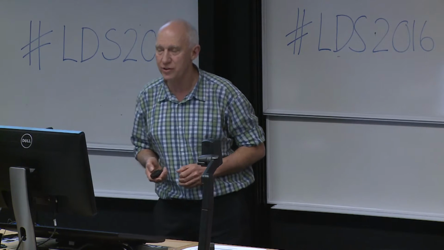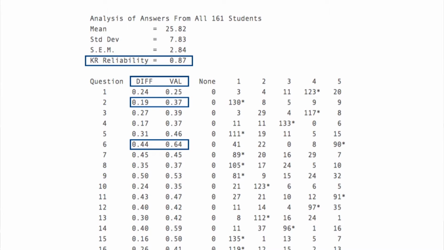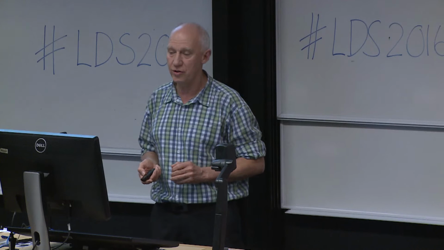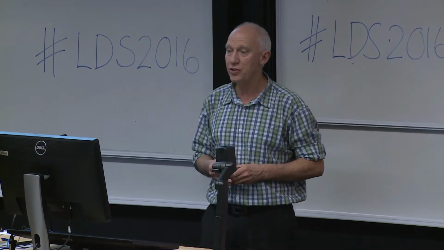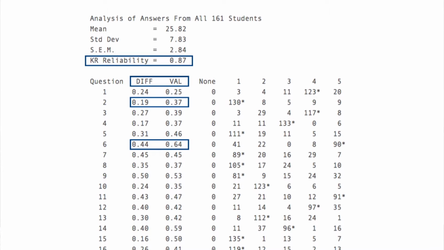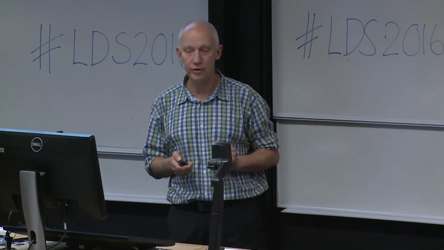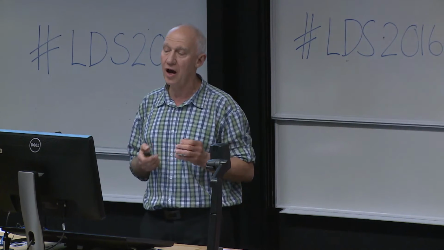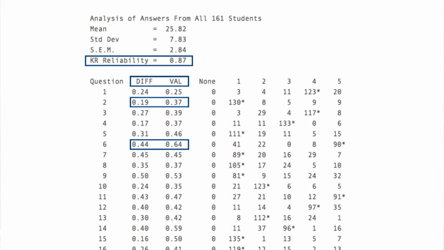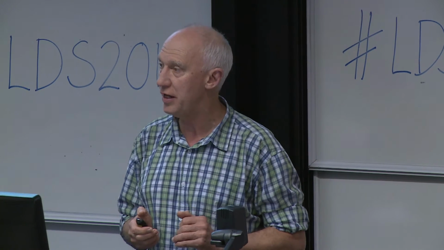So you've got a Kuder-Richardson reliability measure for the test itself, but you've also got difficulty and validity measures for each question. And just to show you a couple, you can see this question 2 was not very difficult. It's got a low score there, but it's nevertheless valid at discriminating between the good and the bad students. Question 6, higher difficulty score, fewer students got it right, but it still was also even better at discriminating between the good and the bad students.